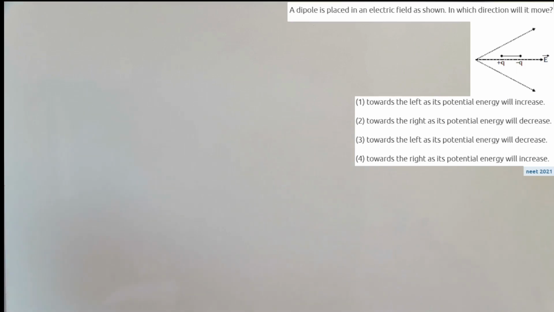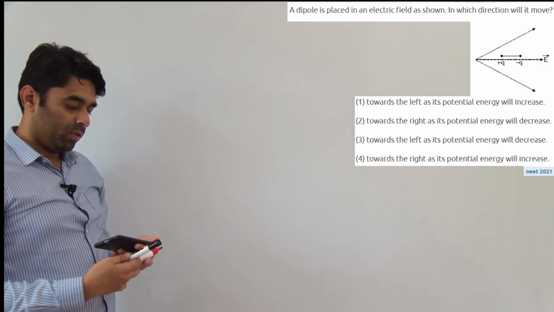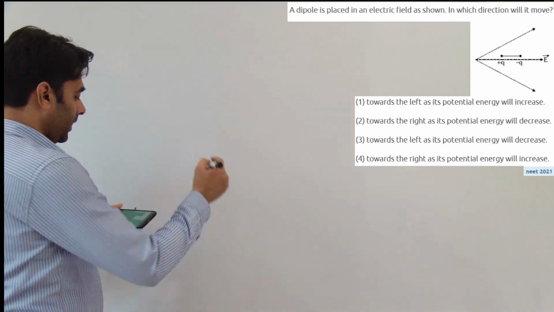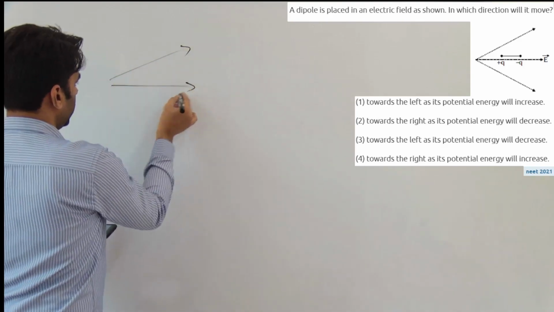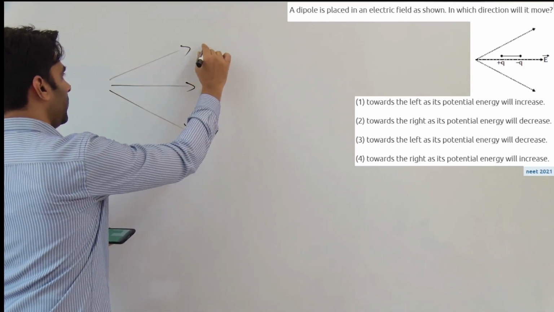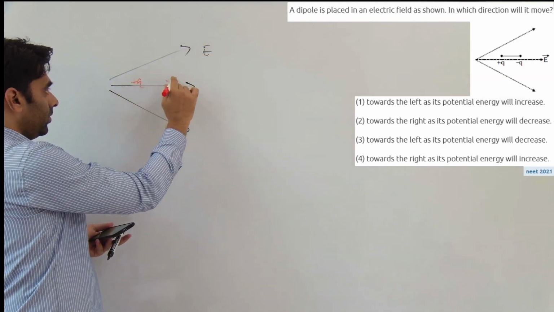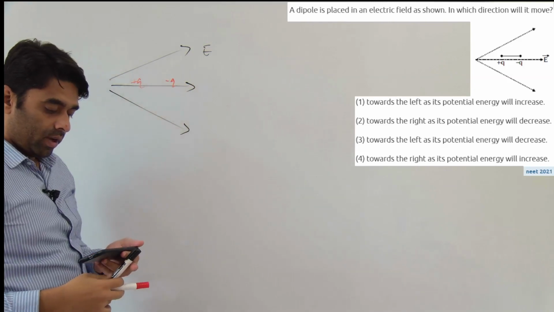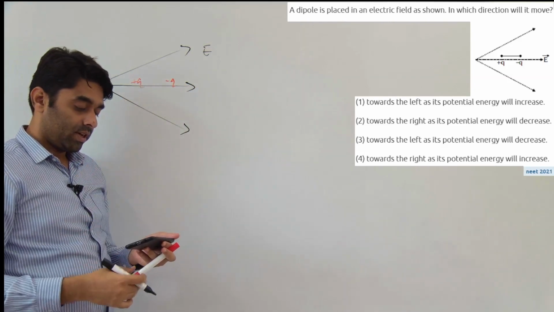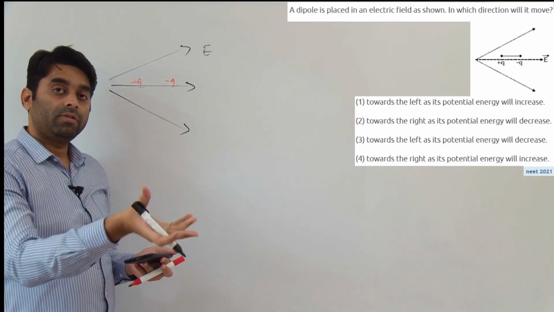The question that we have is, a dipole is placed in an electric field as shown in the figure. The electric field is given to you this way. This is our electric field, and this is plus q, this is minus q. In which direction will it move? Four options are given: left, right, and potential energy will increase or decrease.